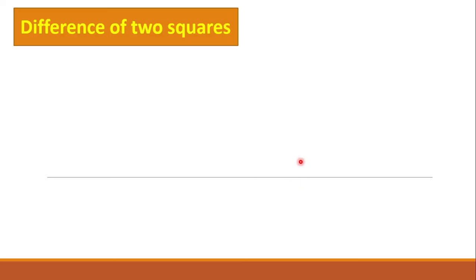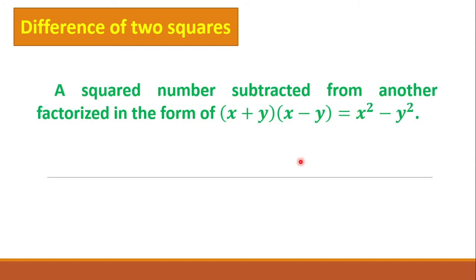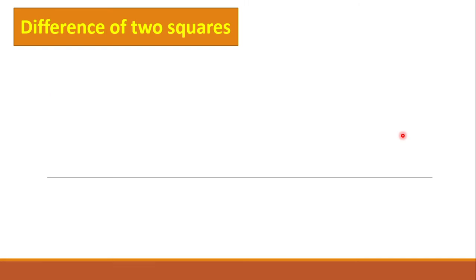Okay, next. So, paano naman daw ang difference of two squares? Squared numbers subtracted from another, factorized in the form of x plus y multiply x minus y. So, we have x squared minus y squared. So, x times x, ito yun. y times y, ito yun. Tapos negative times positive, we have negative, di ba?